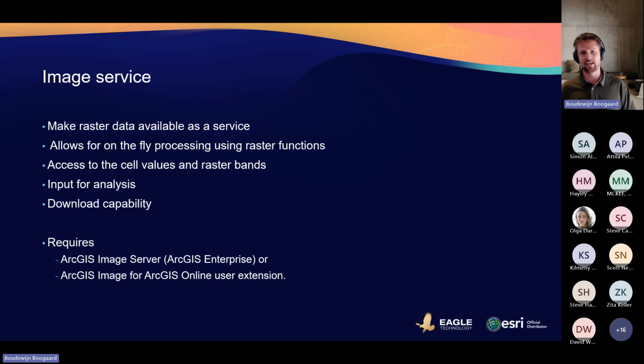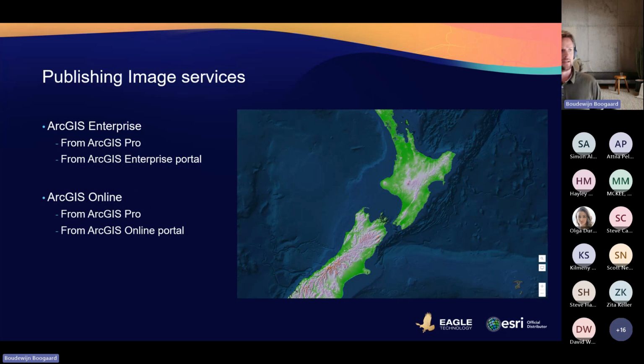The thing to note is that in order to publish an image service, you need to have ArcGIS Image Server for ArcGIS Enterprise, or the ArcGIS Image for ArcGIS Online user extension to be able to publish those types of services. Publishing them can be done from ArcGIS Pro or from the ArcGIS Enterprise portal or the ArcGIS Online portal. And I want to take you through a couple of the workflows for that.